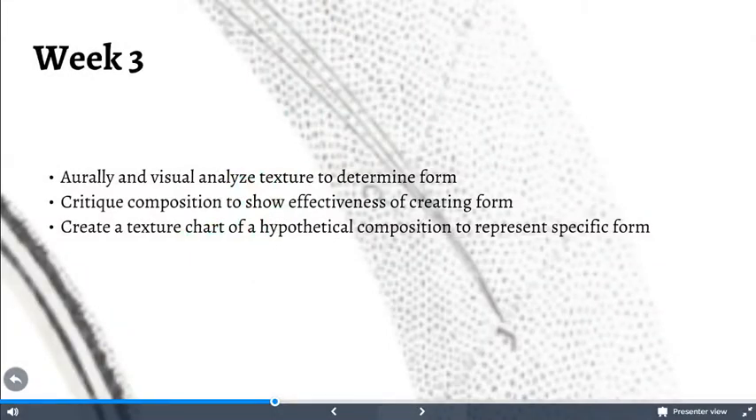So then in week 3, we decided we would have students orally and visually analyze the texture to determine form. Students were also able to critique compositions to show the effectiveness of texture at creating form within samples. This really came into play later for one of our extended response questions that we're going to talk about. Students would also create texture charts for hypothetical compositions to represent specific forms. Like I said, these are some of our short constructed response questions and our extended constructed responses, and we built these practice ideas right into our actual lessons.